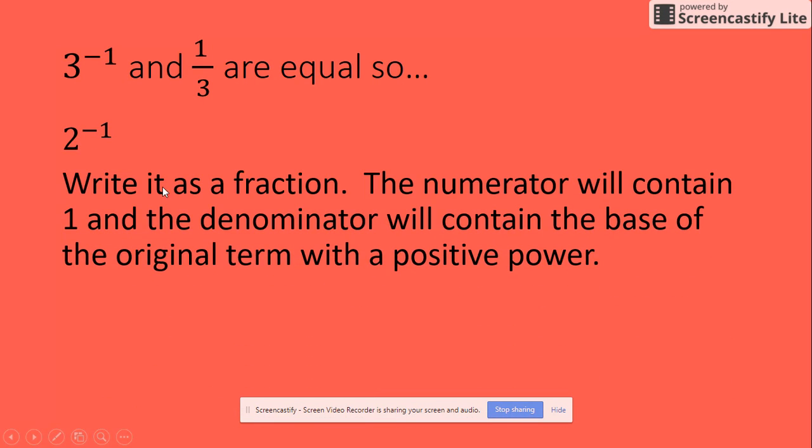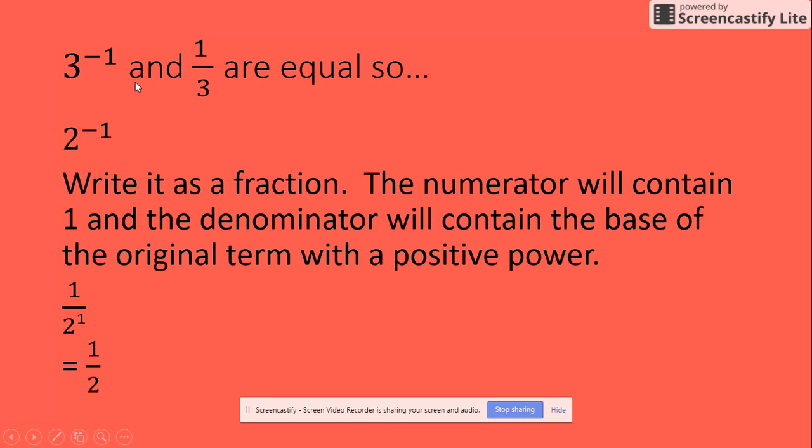So, write as a fraction, the numerator will contain the 1, always. The 1 or whatever the indice is, and you'll see that later. And the denominator will contain the base of the original with the positive power. So, look here. We put the 1 in, and then because the power was 1, we could go 2 to the power of 1, but we don't do that, hey? We just leave it as 2. So in this instance, the answer would be 1 over 2.